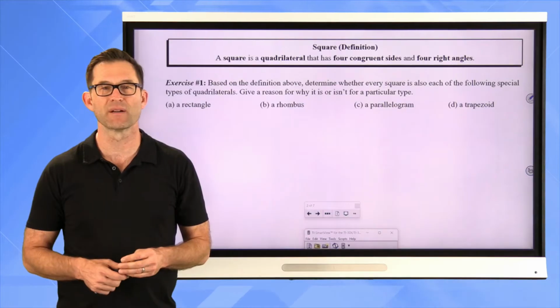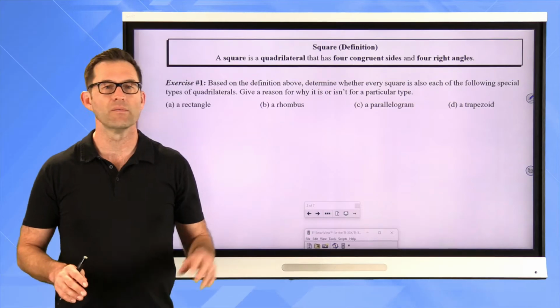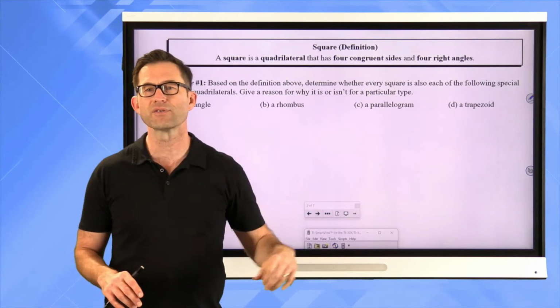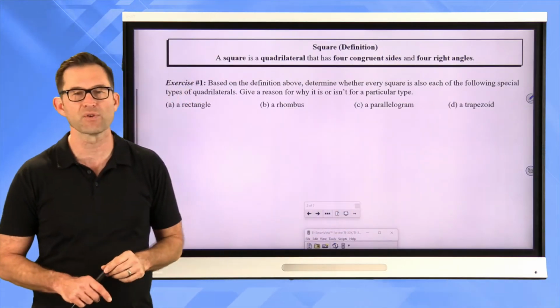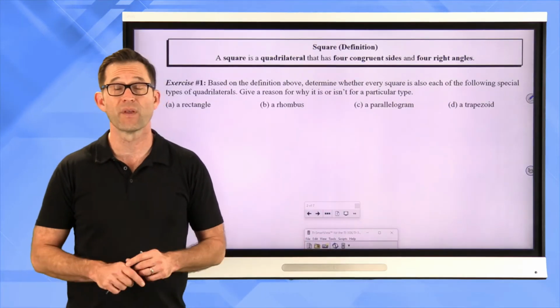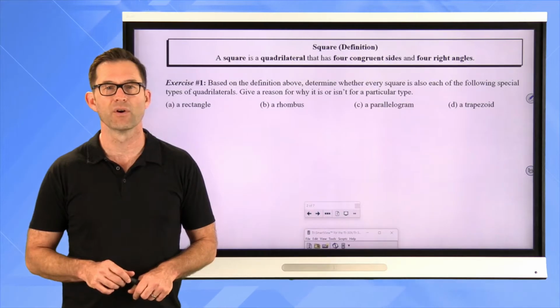Let's take a look at exercise number 1. Based on the definition above, determine whether every square is also each of the following special types of quadrilaterals. Give a reason for why it is or isn't for a particular type. Okay, so, I want to know, is every square a rectangle? Is every square a rhombus? Is every square a parallelogram? Is every square a trapezoid? If it is, give me a reason why. If it isn't, give me a reason why. All right, pause the video and think about each one of these and then we'll talk about each one of them in turn.